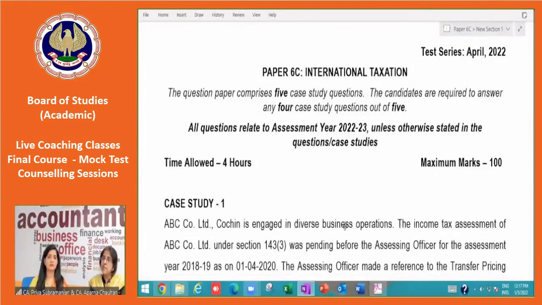You have to attend 4 case studies out of 5 case studies, and the time limit is 4 hours. So you must properly keep in mind that the time limit is 4 hours, and accordingly you have to divide. You have 1 hour per case study in general. It may be possible that one case study takes more time than the other. So don't just stretch it till the last minute.